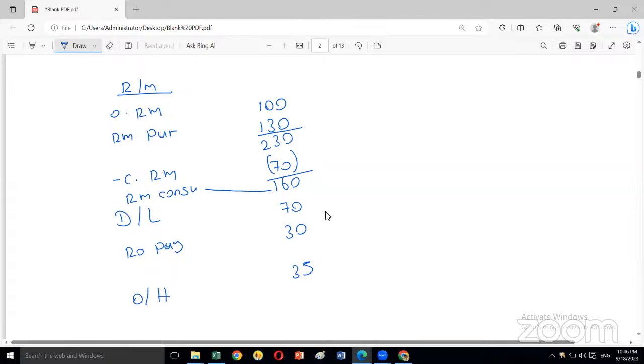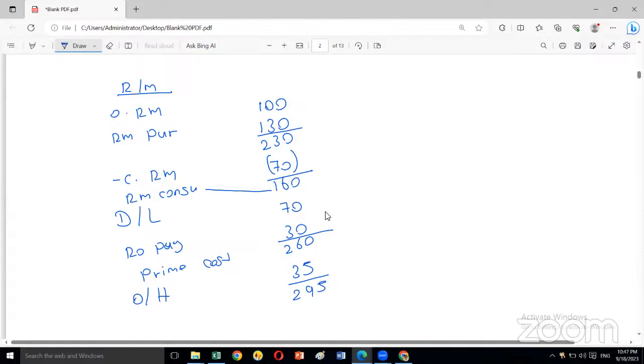This is your direct material, this is your direct labor, and this is your direct other. If I add these three, 160 plus 70 plus 30, I get the prime cost of 260. Prime cost plus overhead cost is the total manufacturing cost. 260 plus 35.